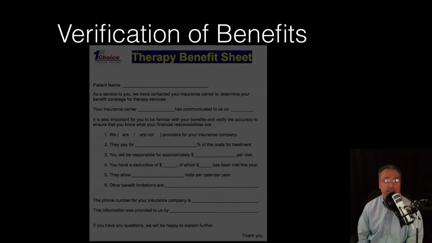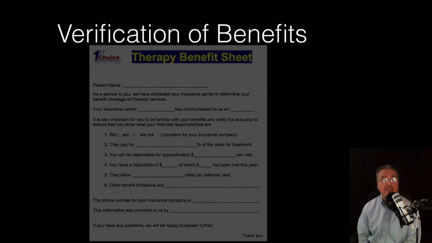Your insurance coverage, for example, Aetna, has communicated to us on, for example, March 3rd. It is also important for you to be familiar with your benefits and verify the accuracy to ensure that you know what your financial responsibilities are. First, we are or are not providers for your insurance company. Secondly, they pay for what percentage of the costs of treatment. You will be responsible for approximately this amount per visit. You have a deductible of X amount, of which X amount has been met this year. Your insurance company allows X number of visits per calendar year, and other benefit limitations that we've identified are: the phone number for your insurance company is, and this information was provided to us by Mary Smith from Aetna. If you have any questions, we'll be happy to explain further.